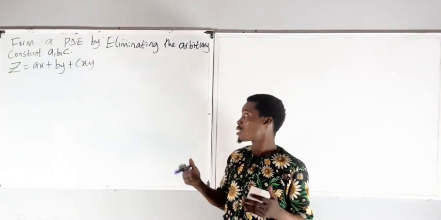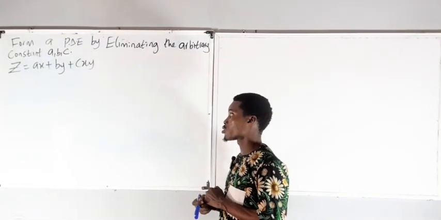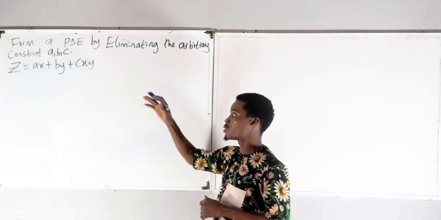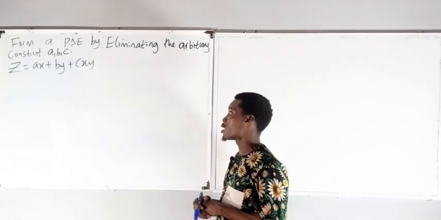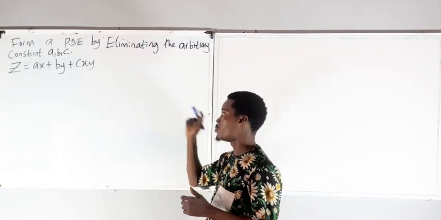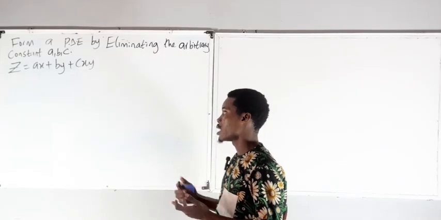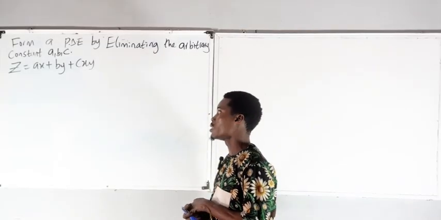Now let us consider another given question on how to form a PDE by eliminating the arbitrary constant. So we have z as ax plus by plus cxy. We are asked to form a PDE by eliminating the arbitrary constants a, b, and c. How are we going to eliminate the arbitrary constants a, b, and c from there?